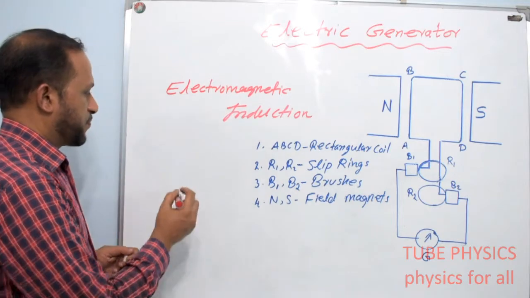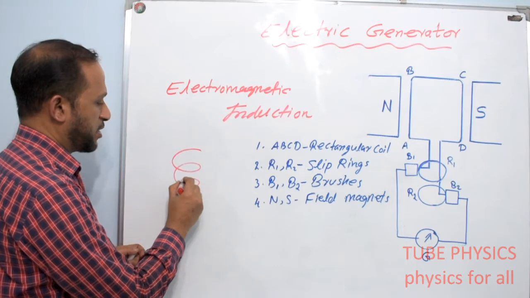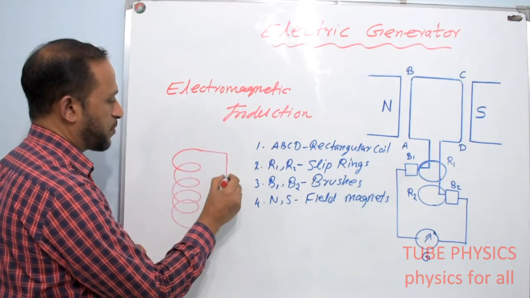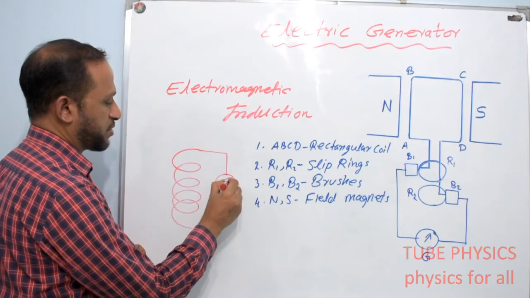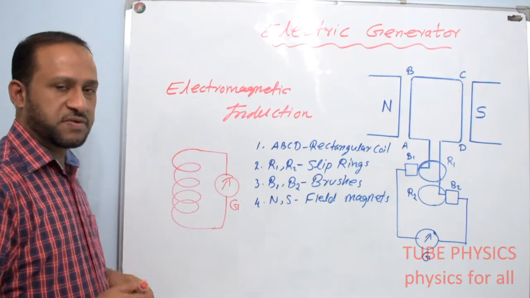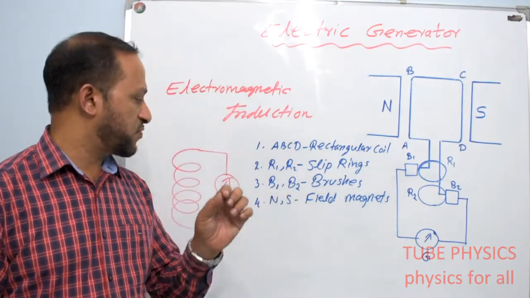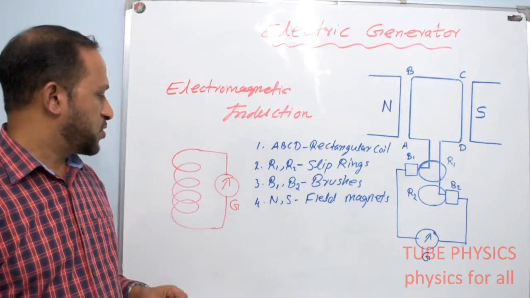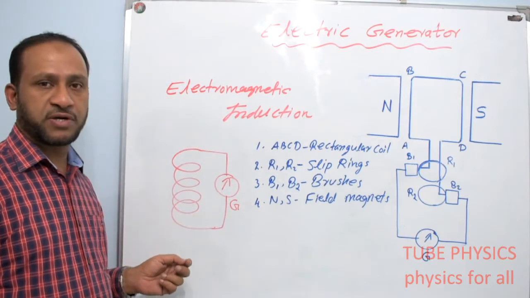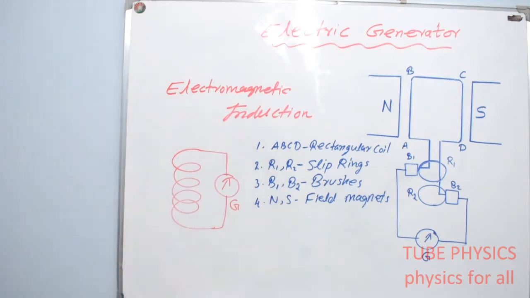For example, suppose we have an insulated copper wire, and the two ends of the copper wire are fitted with a galvanometer. The galvanometer is a device which is used to test the presence of very minute current. So such a galvanometer is connected to the two ends of an insulated copper wire, and also we have a bar magnet.